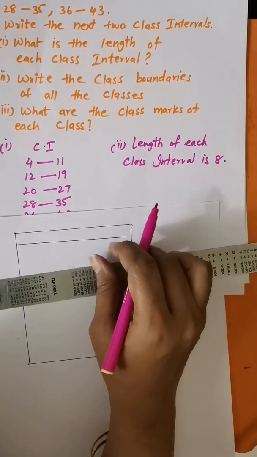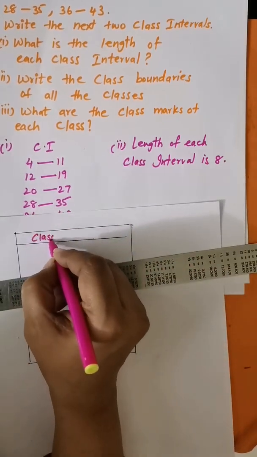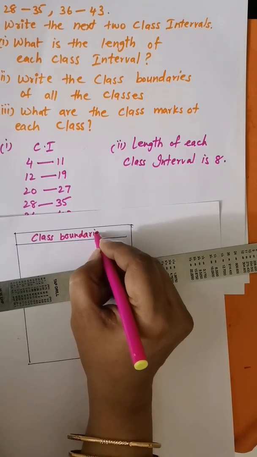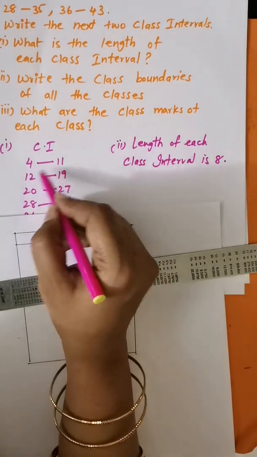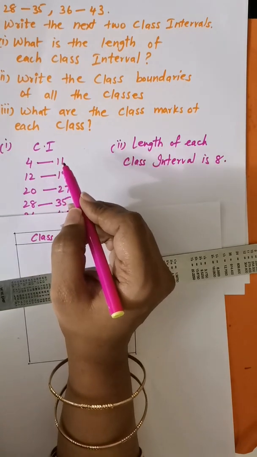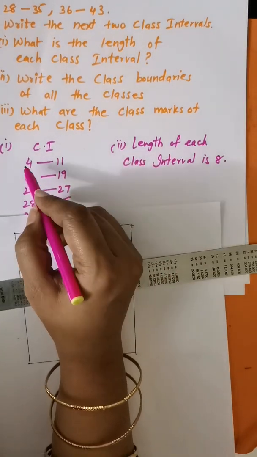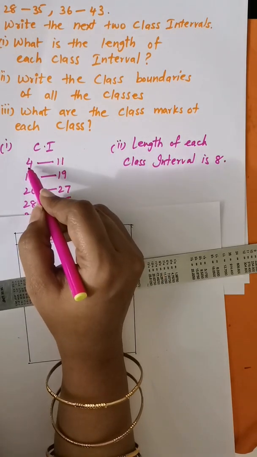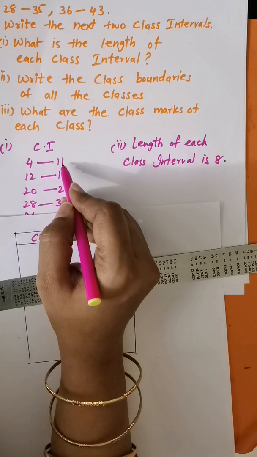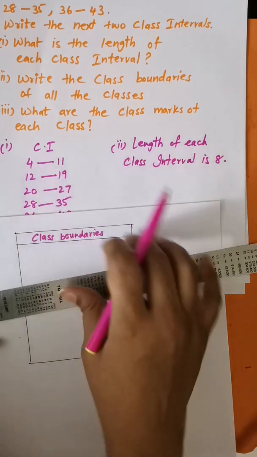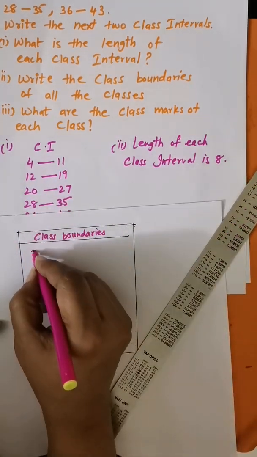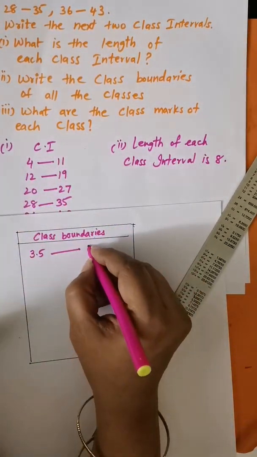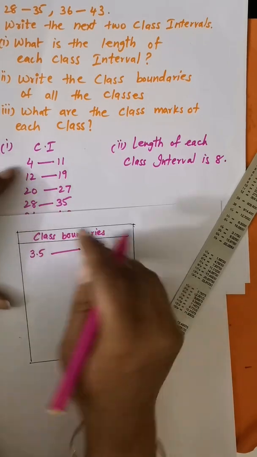And how to find class boundaries: the difference of these two, 12 and 11, is 1. So make it half. Half of 1 is half. So you have to subtract half from the lower limit and add half to the upper limit. Subtract half from lower limit, so it will become 3.5. Add half to upper limit, so it will become 11.5.